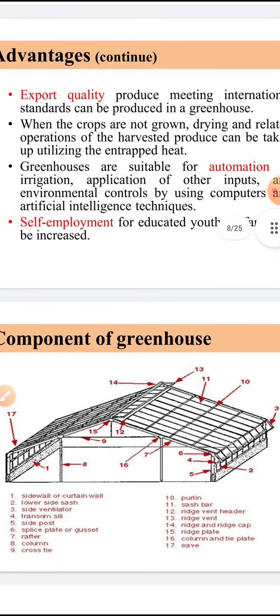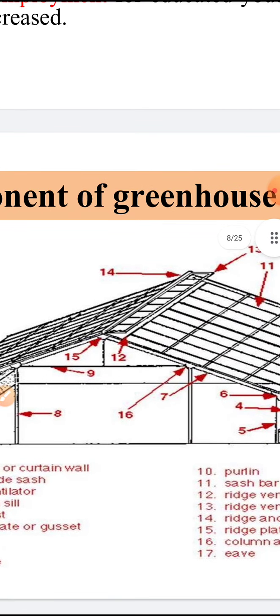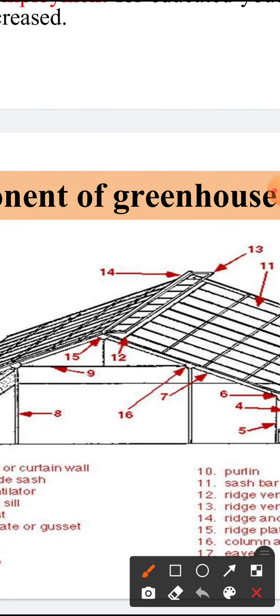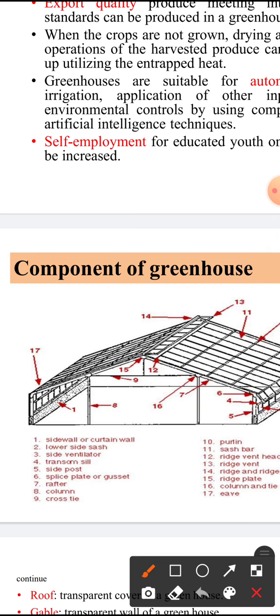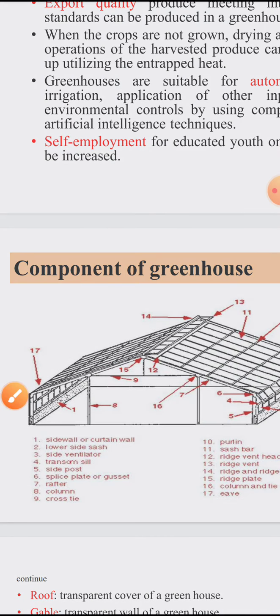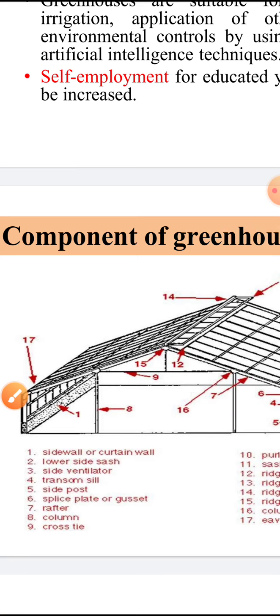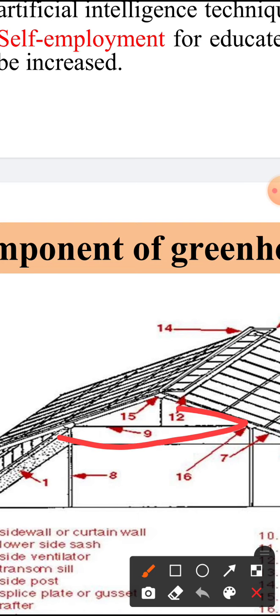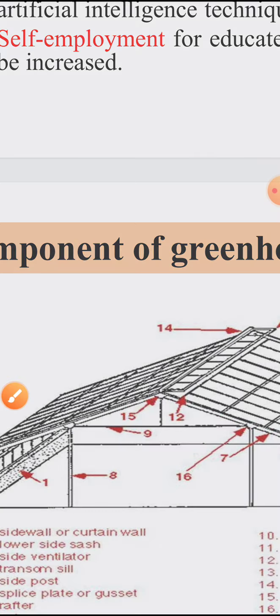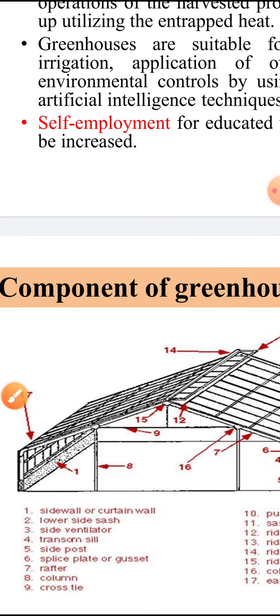Then 7 is a rafter. This is the rafter which is used for support for the greenhouses. Then 8 is a column. This is the column which supports the upper side structure of the greenhouses. Then 9 is a cross tie. This is the cross tie which supports two columns, attaching them to each other.